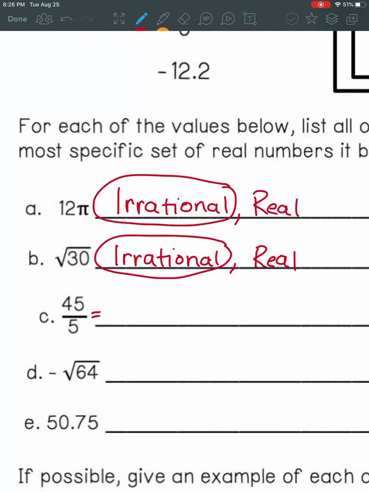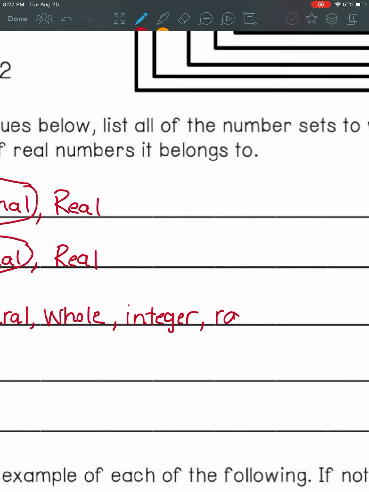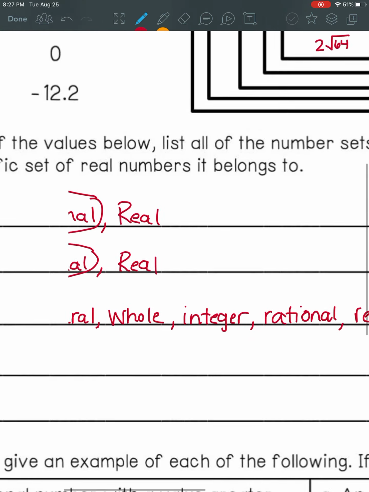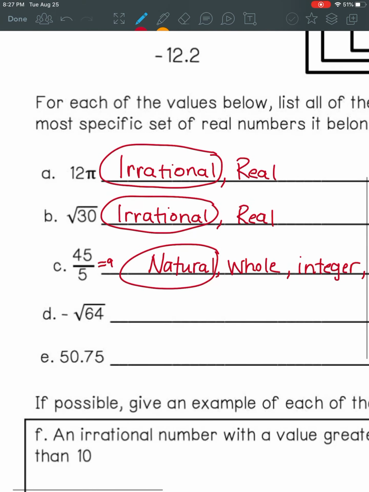45 over 5, that simplifies to 9, so remember we're actually categorizing this number 9. So that's a natural counting number. It's a whole number. It does not have a decimal. It's an integer. It's a rational because you can write it as a fraction. 9 can be written as 9 over 1 and also fits our real category. The most specific would be that smallest box, the natural.